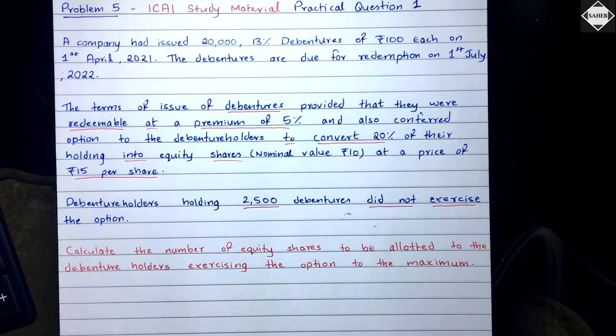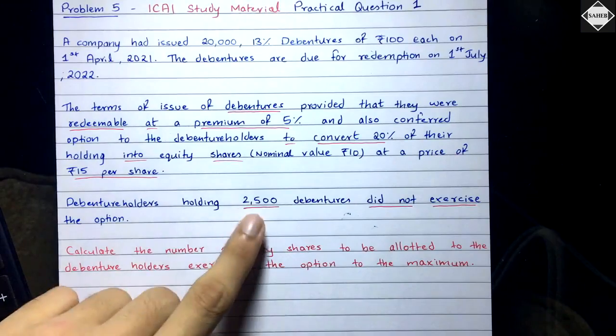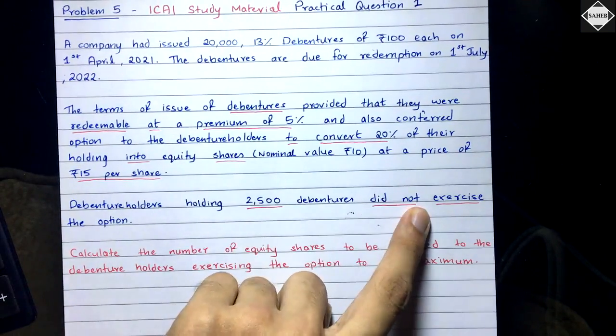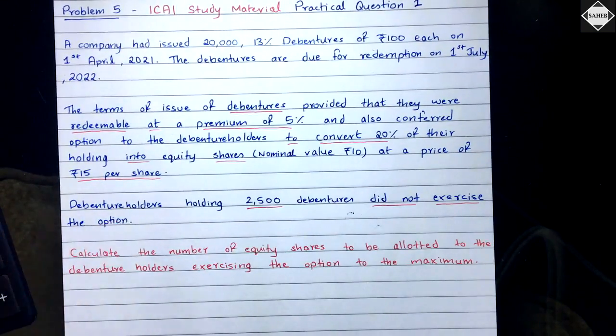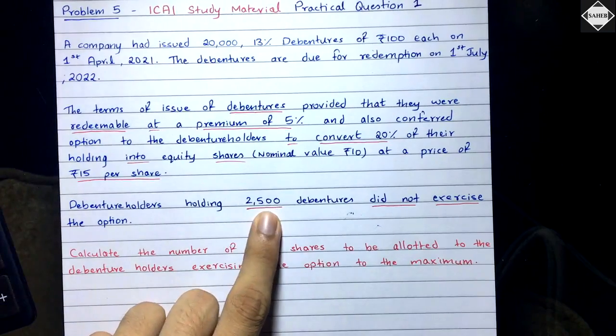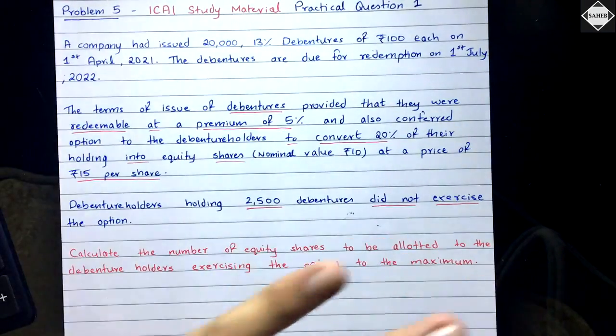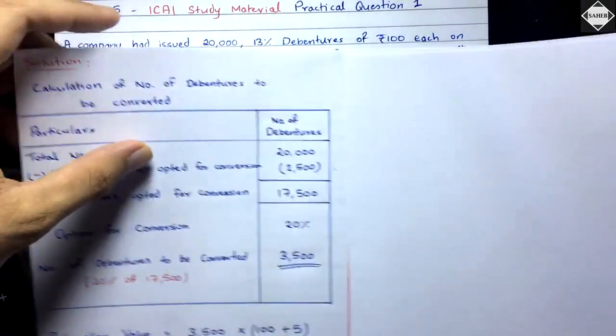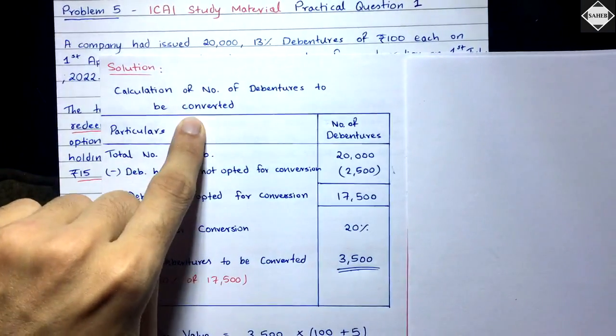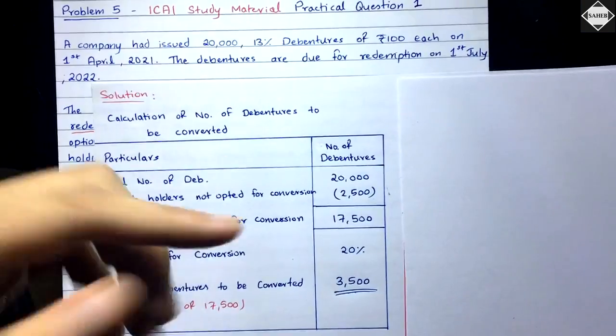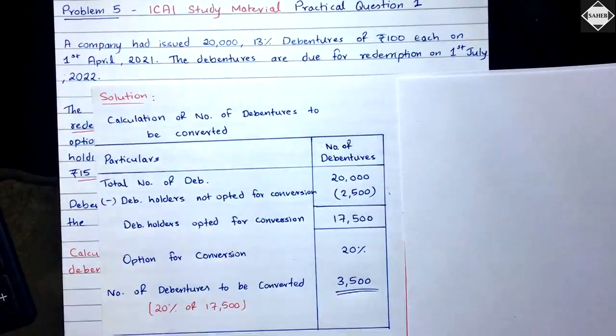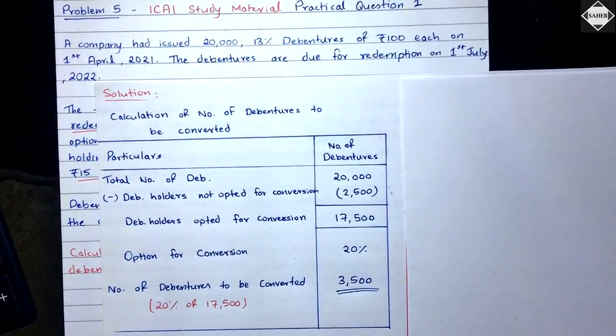The first thing that you have to do is, see here, what is happening? 2500 debentures did not exercise. Debenture holders, people who hold 2500 debentures, did not exercise the option. So first you have to calculate the number of debentures to be converted. How many debentures should be converted? That's the first thing you have to do. So see, it's very simple.